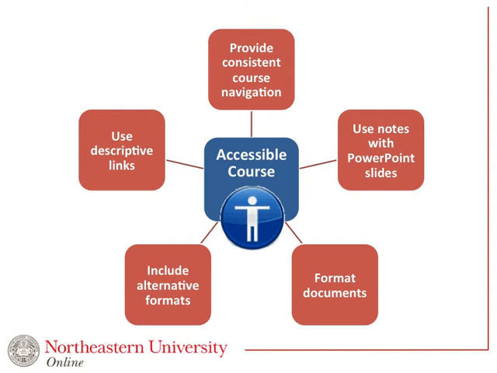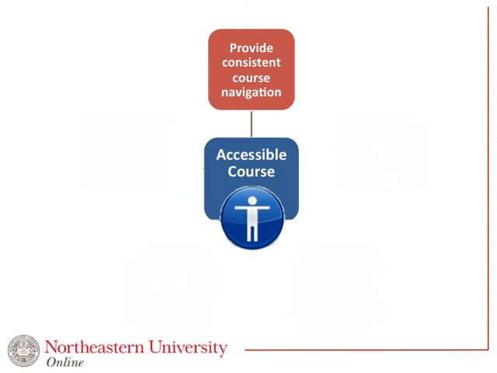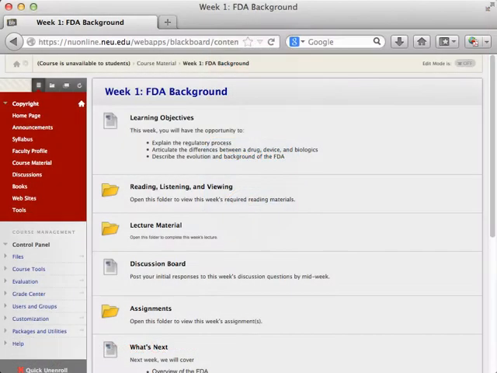So what are some ways you can be proactive and create a more accessible learning environment for your students? Here are 5 key best practices that will improve universal accessibility in your online course. Number 1. Provide consistent course navigation. Organization is a crucial part of an online, hybrid, or blended course.